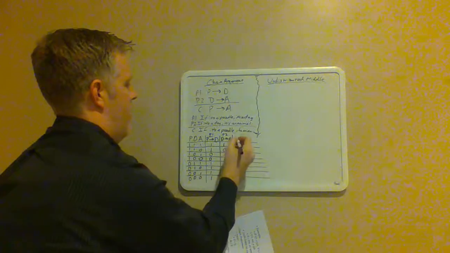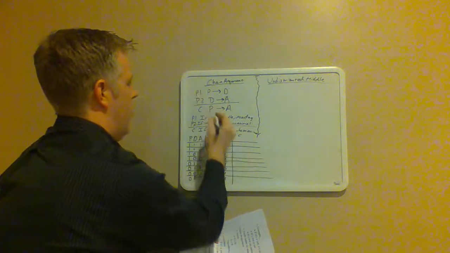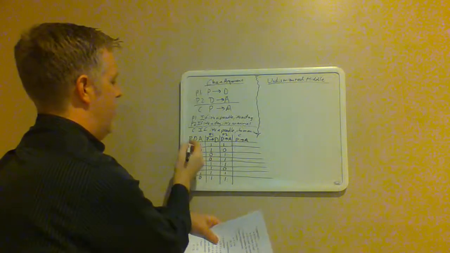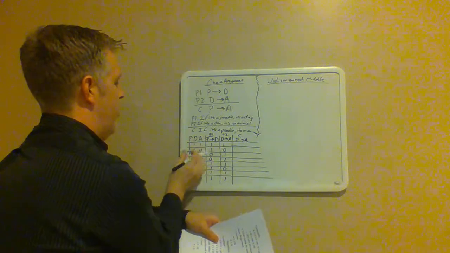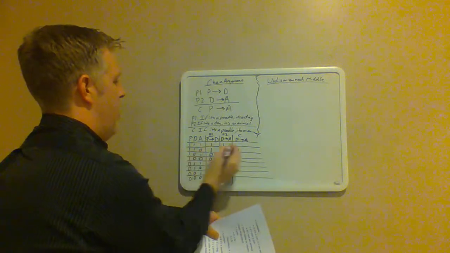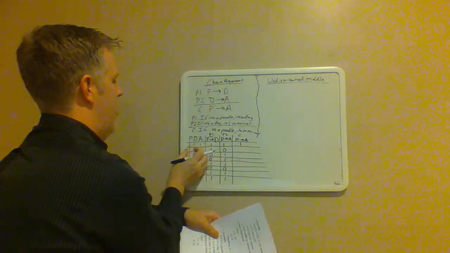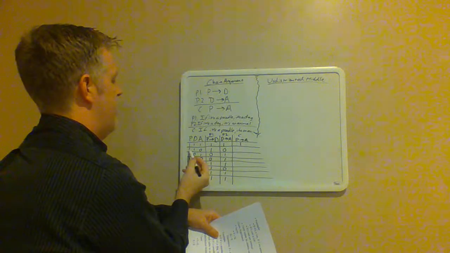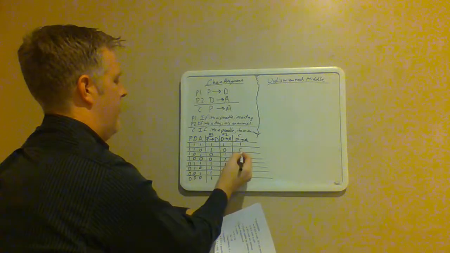Okay. And then finally, our conclusion, if P then A. So we have to skip that middle column here to look at this. P and A are both true here, so the conditional will be true. Second row, we have an example of this being false because the antecedent is true and the consequent is false.